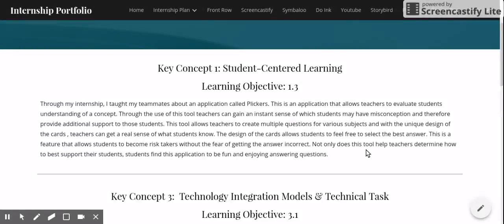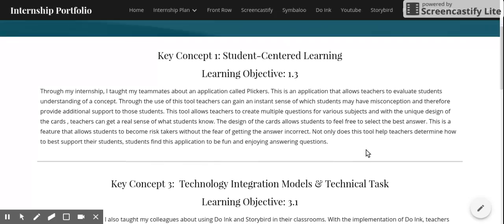This was accomplished because through my internship, I taught my colleagues about an application called Plickers. This is an application that allows teachers to evaluate students' understanding of a concept. Through the use of this tool, teachers can gain an instant sense of which students may have misconceptions and therefore provide additional support to those students. This tool allows teachers to create multiple questions for various subjects, and with the unique design of the cards, teachers can get a real sense of what students know.